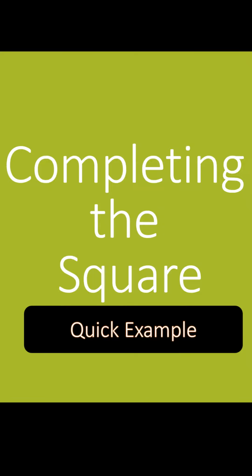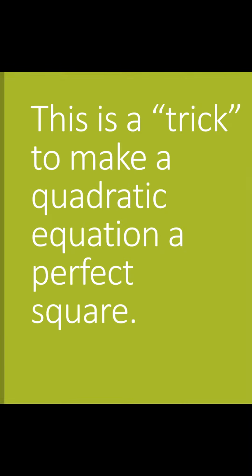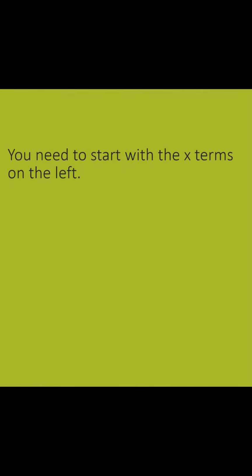Everybody, today we're going to do a quick example of completing the square. Remember, we're doing a trick that makes a quadratic equation into a perfect square equation. So you have to follow each little step to make the trick work. The first thing we need to do is keep all the x terms on the left side.